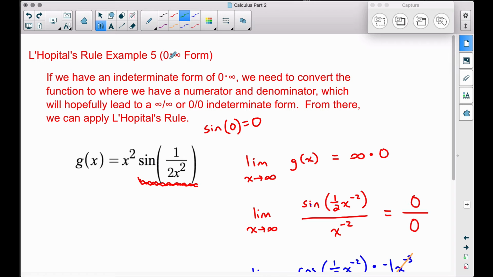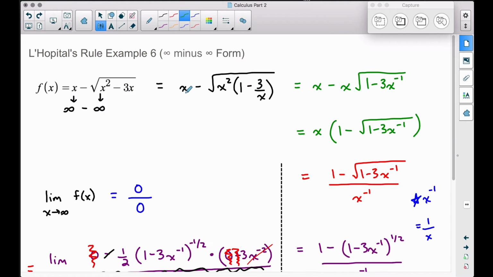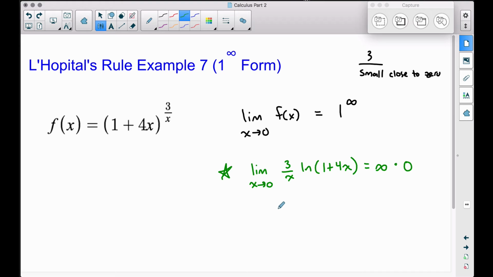Back in example 5, we covered that form where we had 0 times infinity. Go back and check out example 5, but I'm going to recap all of that with you right now as well. What we did in example 5 is we wrote this as a numerator and denominator. So check this out. Limit, x approaches 0.